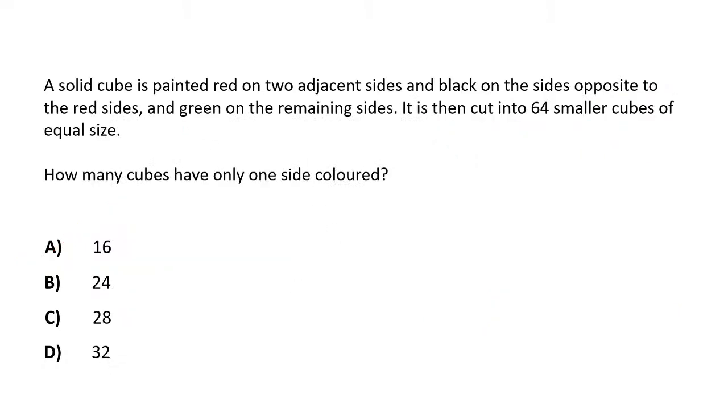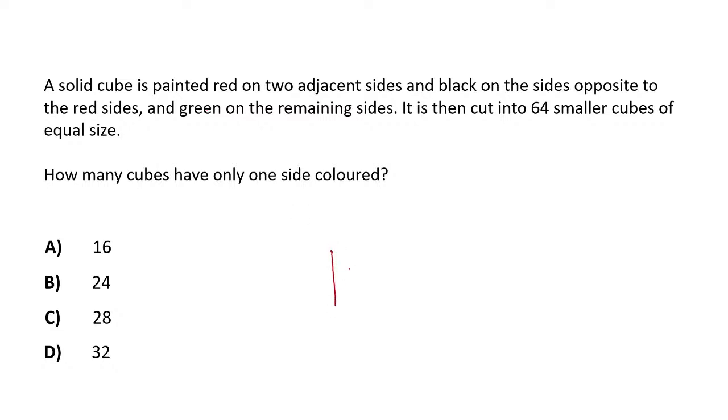And here is a question which says a solid cube is painted red on two adjacent sides and black on sides opposite to red sides. Okay. And green on the remaining sides. It is then cut into 64 smaller cubes of equal size. And how many cubes have only one side colored?